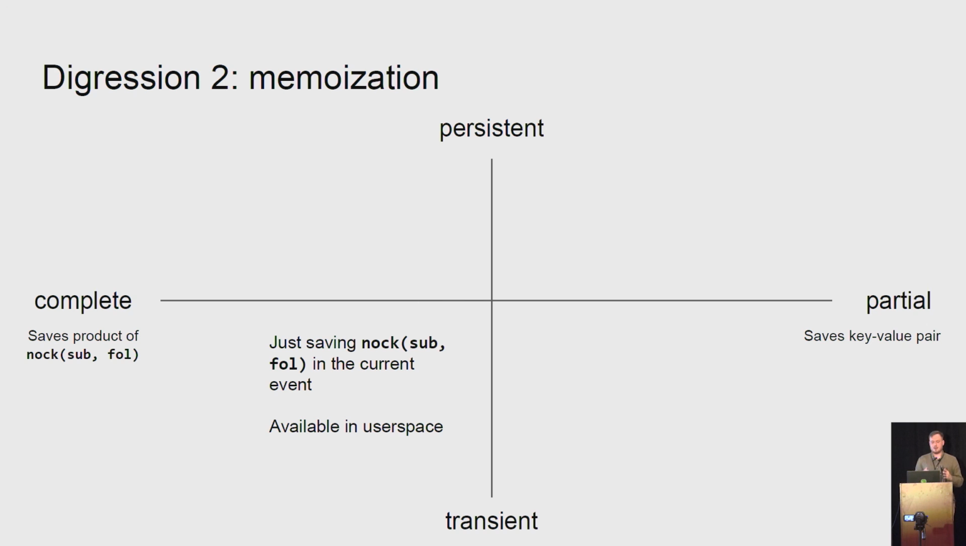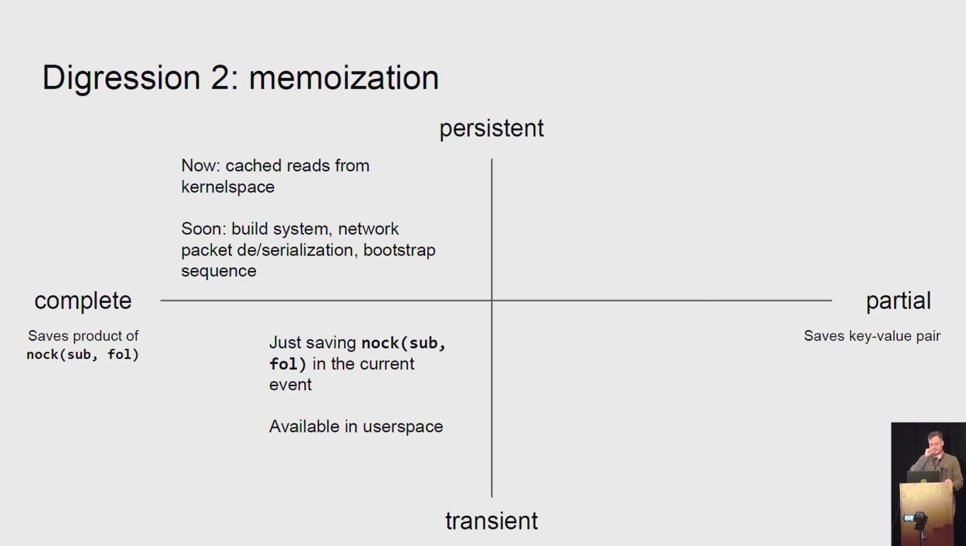What is this? Well, it just means that for the current computation of Nock, for a subject and formula, we use the subject and formula as a key, and we save the product as a value, so that later we can look it up. And that's just available in user space. There are no restrictions on using it. The second example is complete persistent memoization, which means that we will actually save this value for later, so that in future events that our server will handle, we could also use this. Now, this is not available in user space for some reasons, which I would like to not go too deep into, but it is available to the kernel space.